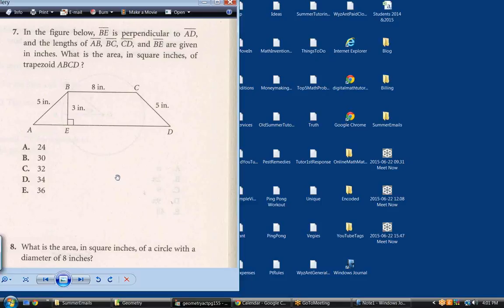Okay. And it is an isosceles trapezoid. First of all, the definition of a trapezoid is it is a quadrilateral. It's 4 sides. And 2 of the sides are parallel and opposite, and 2 are not. You can see that side BC is parallel to AD, and AB is not parallel to CD.